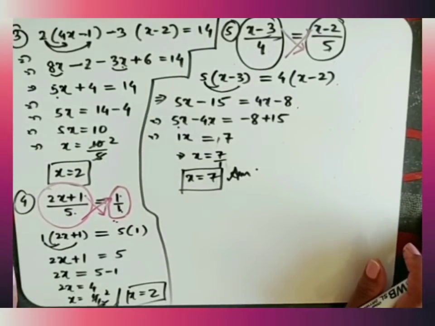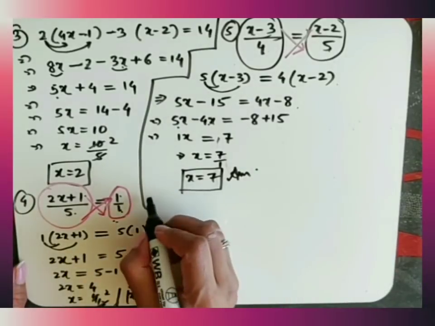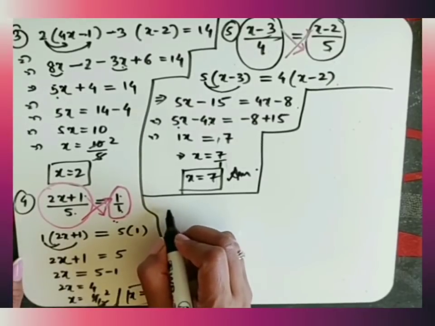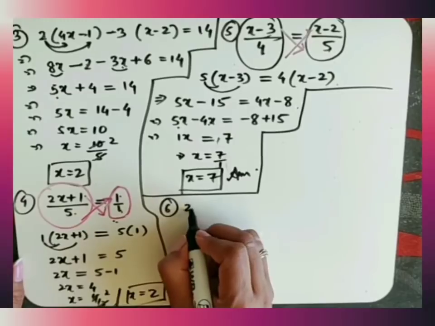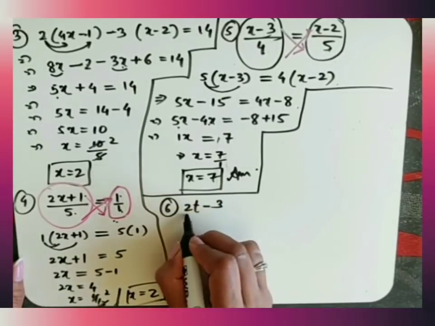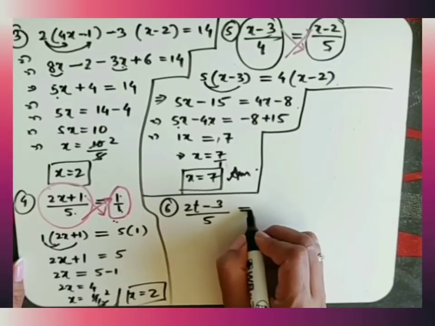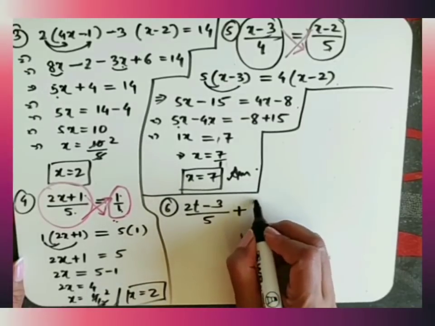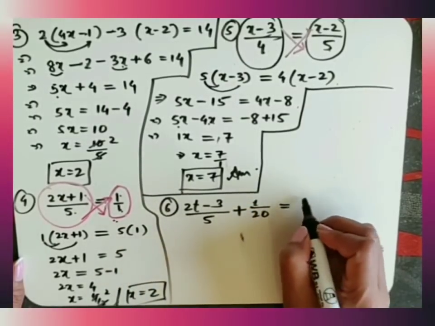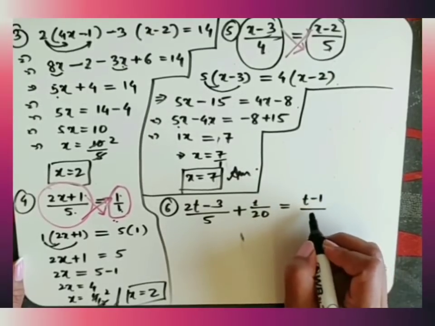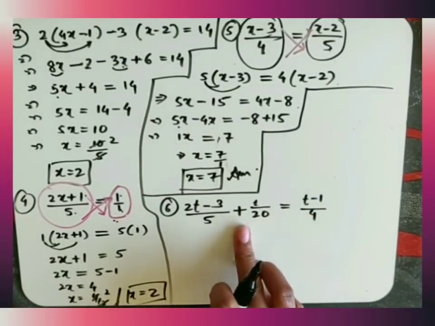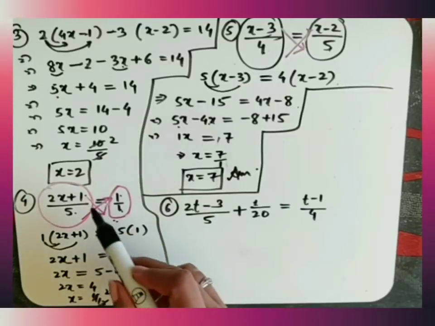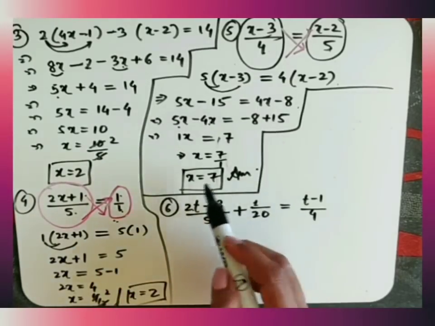Now let's take a little bit harder question. Now see this question number 6: (2t - 3)/5 - (t - 1)/4 + 1/20 = ... As you can see here, on your left hand side there are two fractions. So we can't cross multiply unless we have only one fraction.